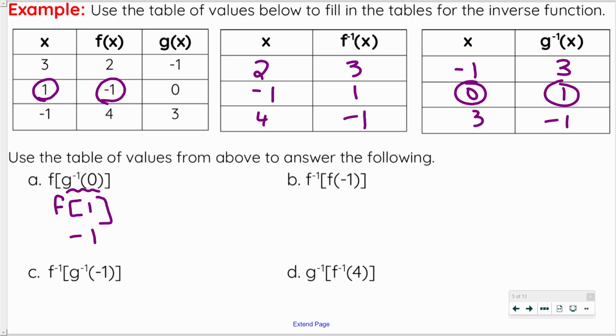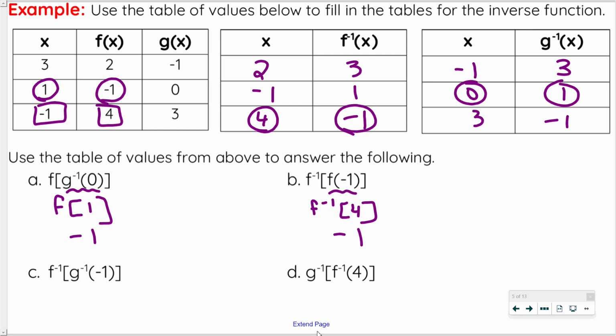For my next one, I'm going to do f inverse of f of negative 1. Start on the inside, so I'm going to look at f of negative 1. I go to negative 1, and the f value, or the y value, that goes with that is 4. So now I'm looking at f inverse of 4. For f inverse of 4, you go to 4, and here's f inverse, that's negative 1.